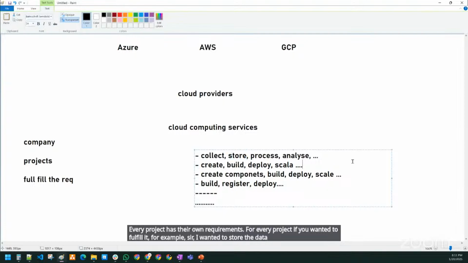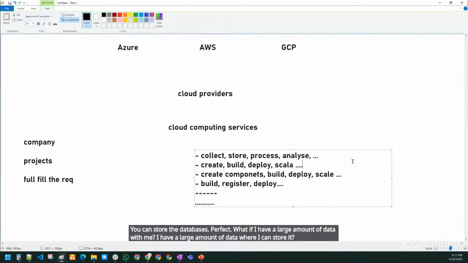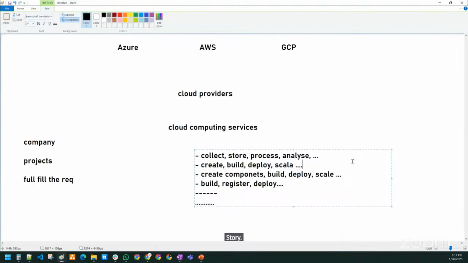Tell me, guys, where we can store the data? If you are working in a company, where you can store the data? Database. You can store in databases. Perfect. What if I have a large amount of data with me? Where I can store it? Cloud, data warehouse, data lake, on-prem. Right? There are multiple solutions. Correct. Servers. There are multiple solutions, sir.